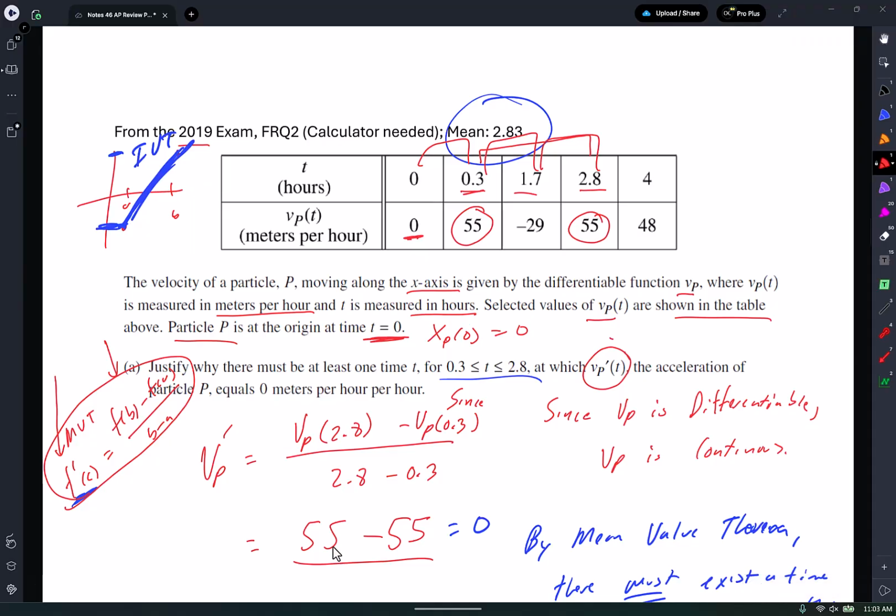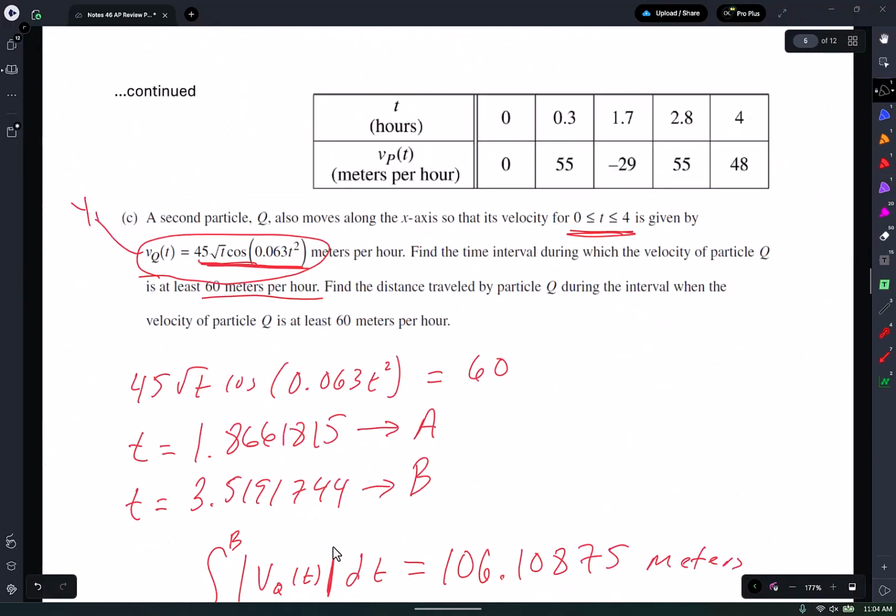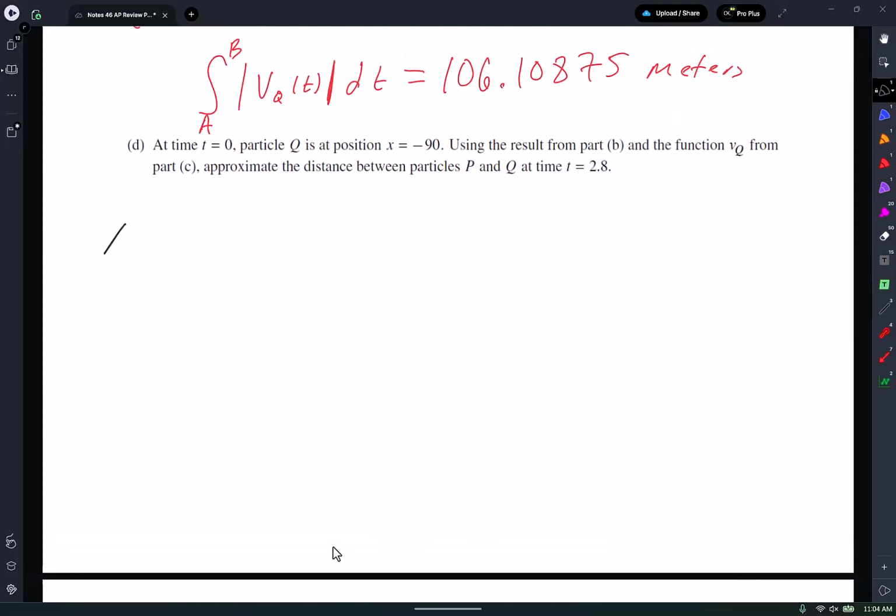Look, guys, this is why this was important. What's my initial position for P? 0. So I'm going to write x of P, put a P in the bottom, for position of P at 2.8 equals x of 0, which is 0, plus the integral from 0 to 2.8 of v of P. And I'll slow down. You don't have to do anything because you already did this one. At least I think we did, right?